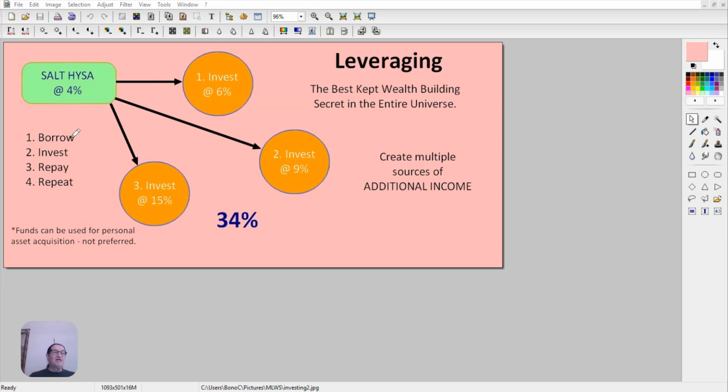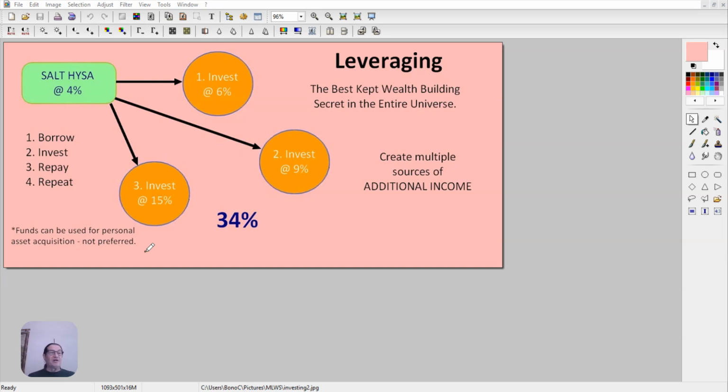There is a catch, however, and it's really important. The funds that you withdraw from your HISA, you can use for anything. You can use it to buy a car, to buy a house, to fund a college education, a wedding, go on vacation, whatever you can think of. However, it is not recommended that you use it for personal asset acquisition. Why? Because personal asset acquisitions will not give you interest or more interest, and more than likely personal acquisitions diminish in value, and more often than not rather quickly.